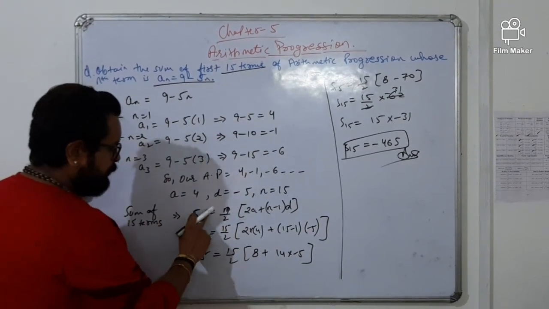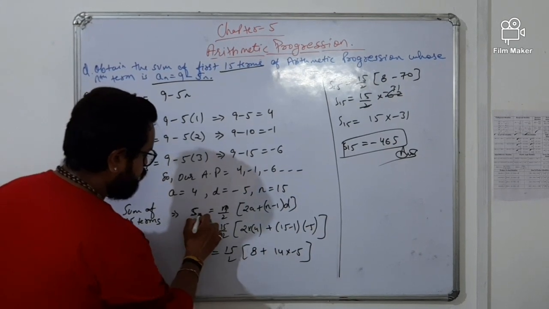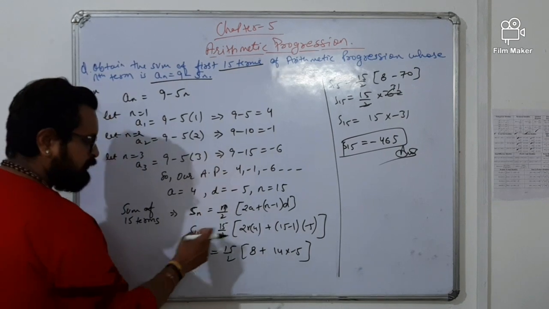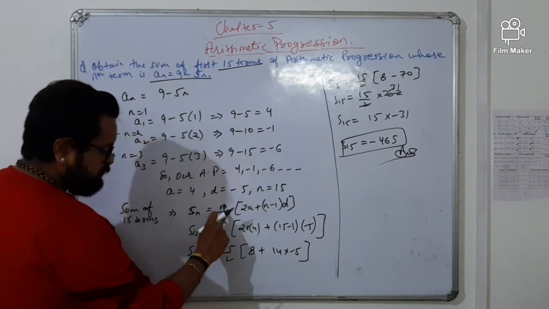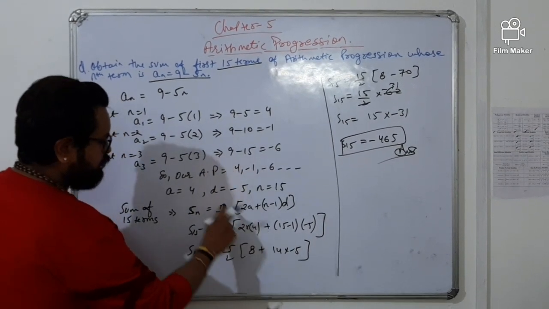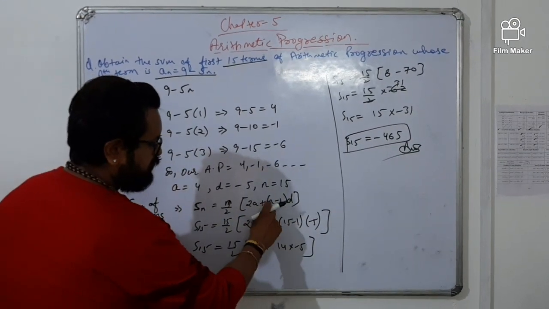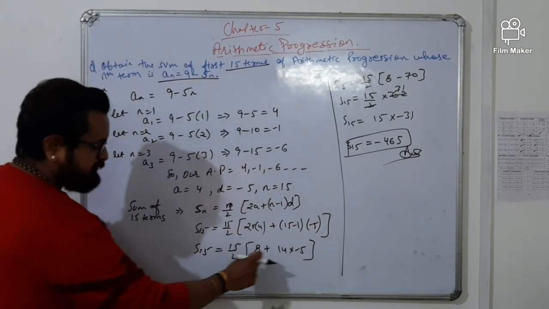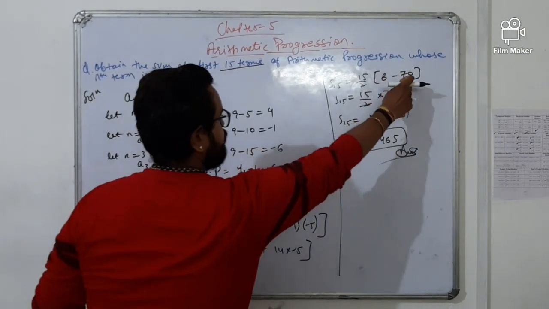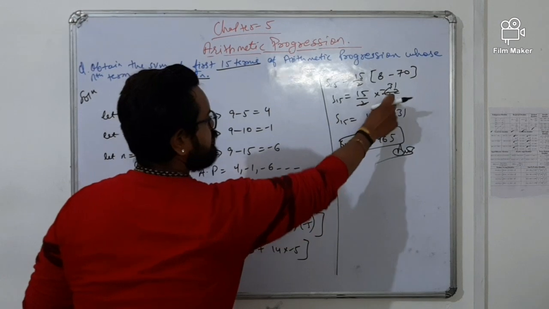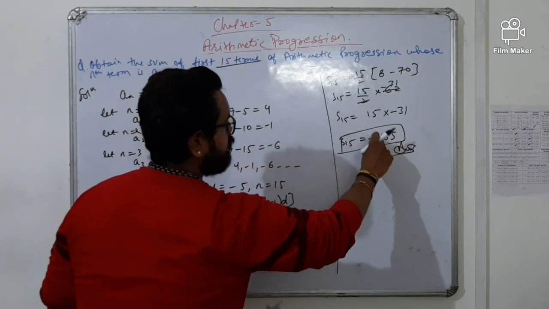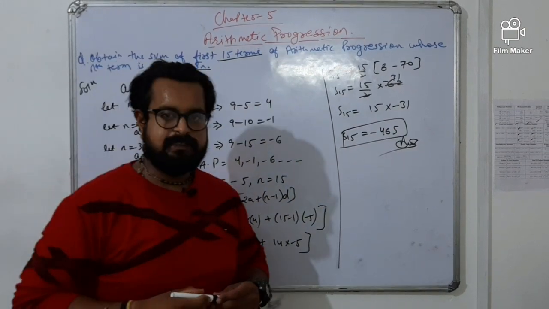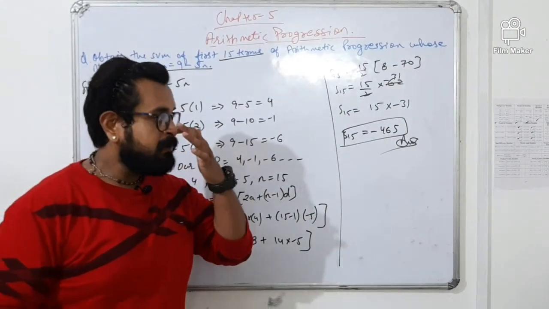Now we will use the formula Sn = n/2 [2a + (n - 1)d]. Now we will put in all the values. n is 15, so 15/2 [2 × 4, where 4 is a, plus (15 - 1) × (-5)]. 15 minus 1 is 14, multiplied by -5 is -70, then 8 minus 70 we got -62. Cancel it by 2, we get -31, and after multiplying this we got our final answer, that is 465. So this is the solution of this question.